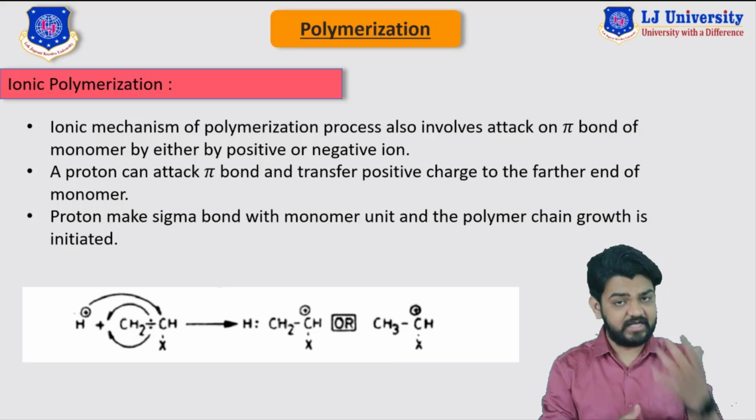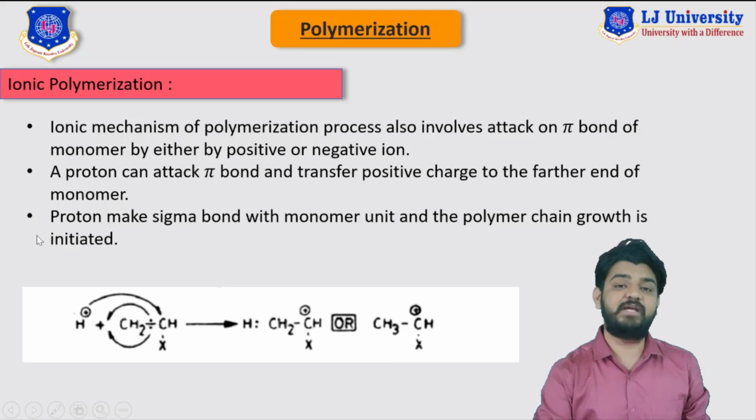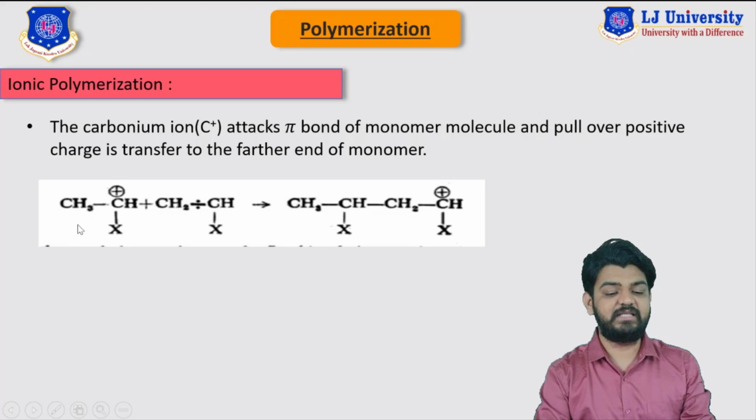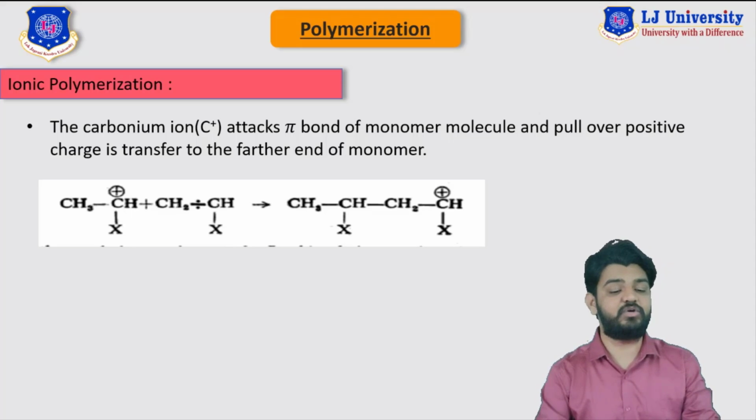Now let's understand this ionic polymerization process with one more example, of the carbon ion, or we can say the carbonium ion. You can see that in this image we have one carbonium ion, which has a plus charge on the carbon atom, so it can easily donate this positive charge to another monomer, and it can be easily linked with it. So this is the actual case with this particular example.